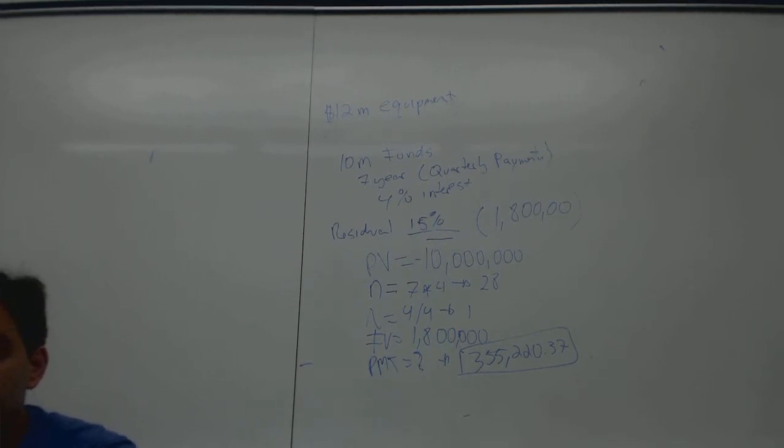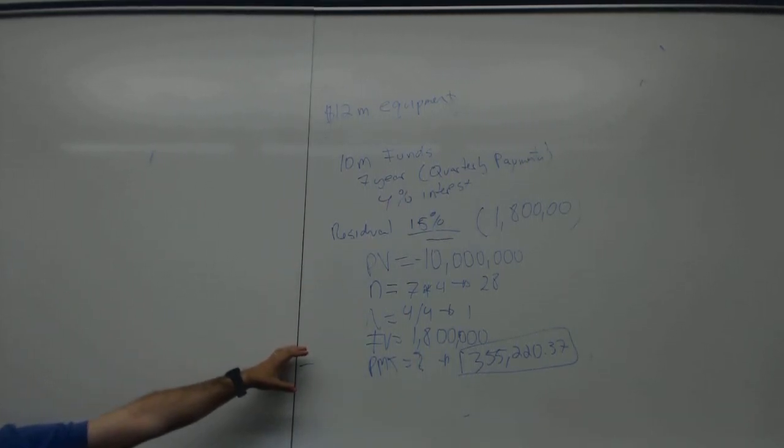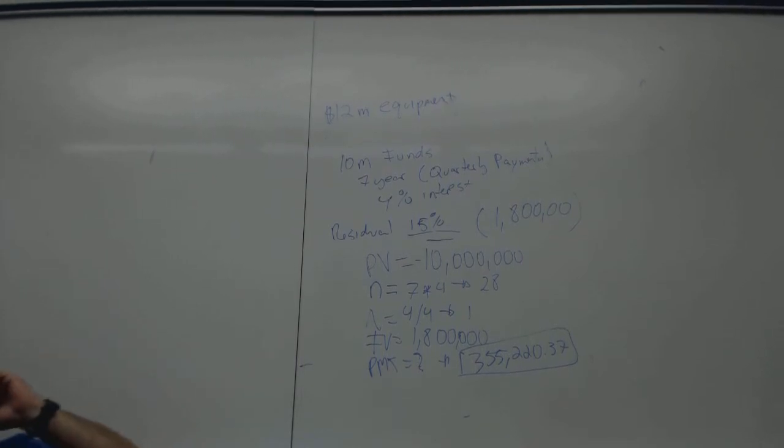Here, nothing changed. The change in the calculator is where you put when the payment is, if it's at the beginning or at the end. But I don't know what the thing in the calculator is to change it, because I do it in Excel. I should check it, but I do it in Excel.